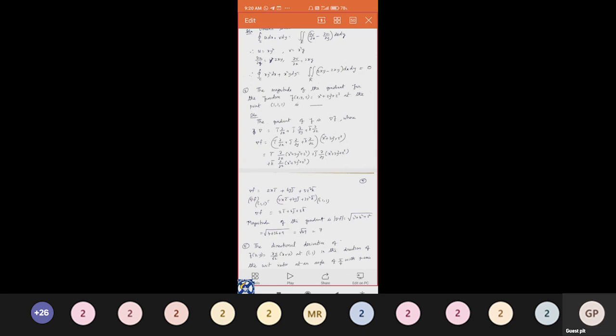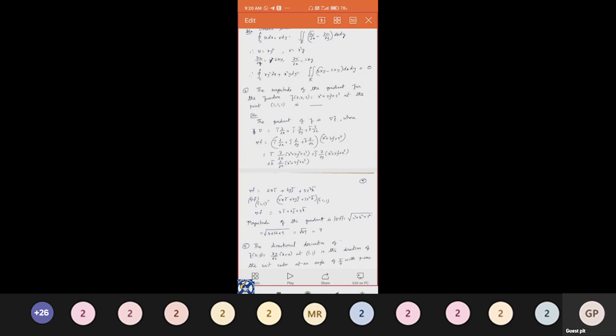Coming to the k-th component, it is dou by dou z of x square plus 3y square plus z cube. Again, differentiate partially with respect to z. The first term and the second term are constant. The third term, z cube, becomes 3z square. So the k-th component of the gradient of f is 3z square.